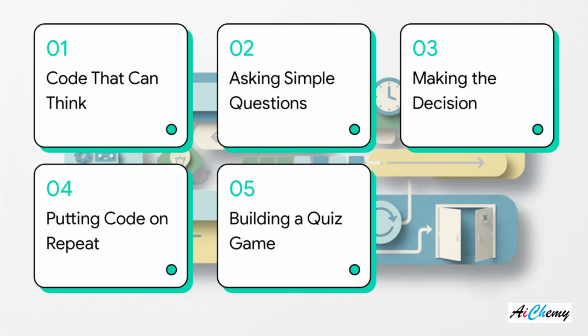So here's the game plan. We'll start with the big idea of what it means for code to think. Then we'll see how it asks really simple questions. From there, we'll look at how it acts on the answers, how we can make it do things over and over, and then, the best part, we'll put it all together and build a real quiz game.